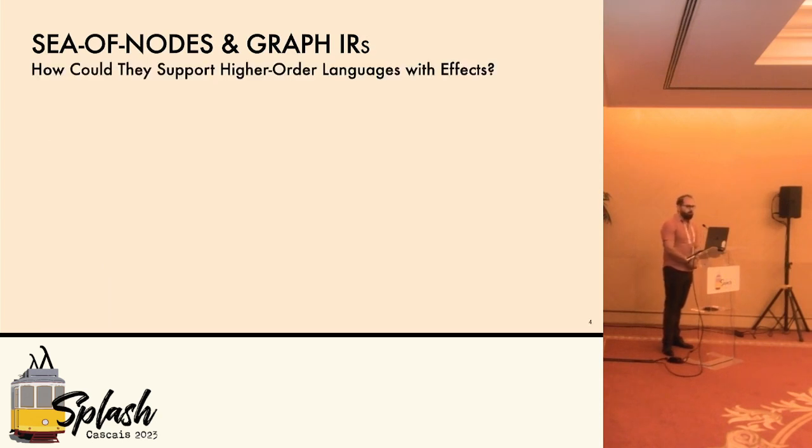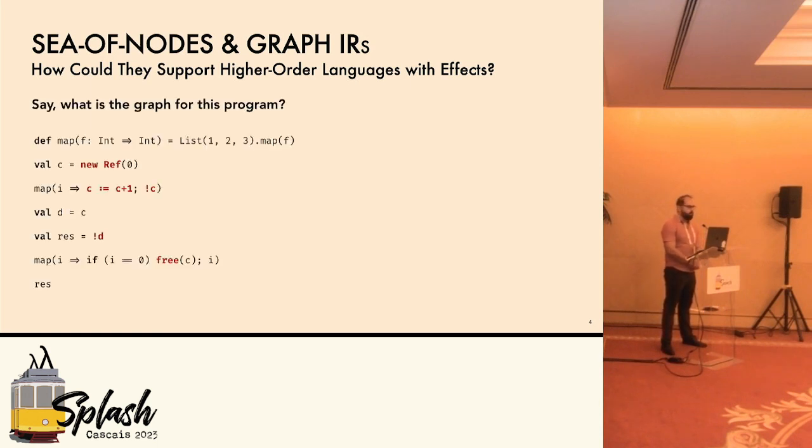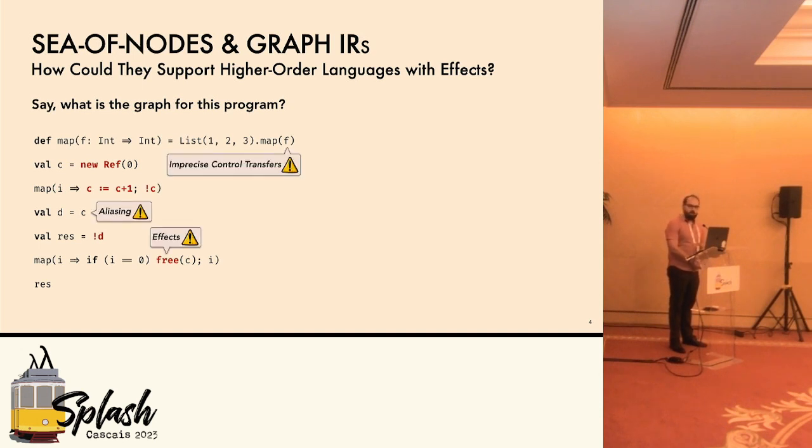So in this talk, we ask the question: how could we make those Sea of Nodes IRs work for higher order effectful languages like Scala or OCaml? So for example, what would be the graph for this kind of program, which is a rather imperative way to compute the size of a list using mutable state? And we have to avoid a couple of pitfalls or be mindful of them.